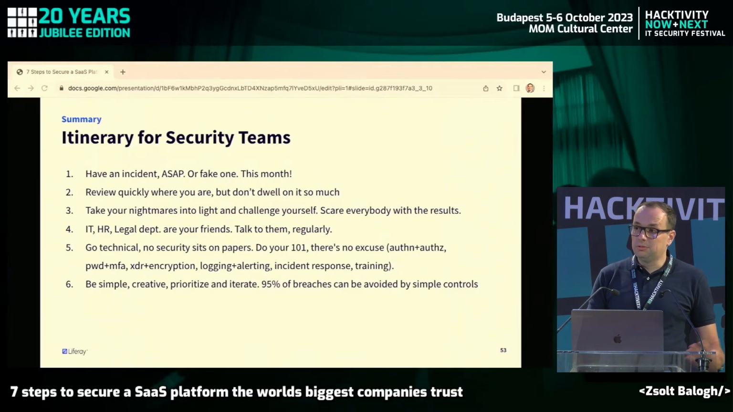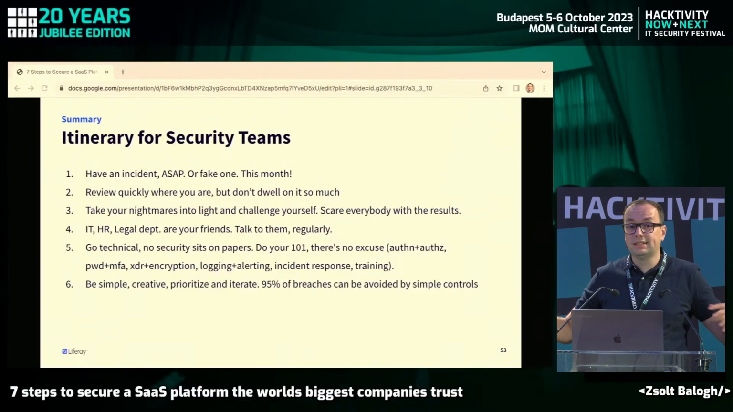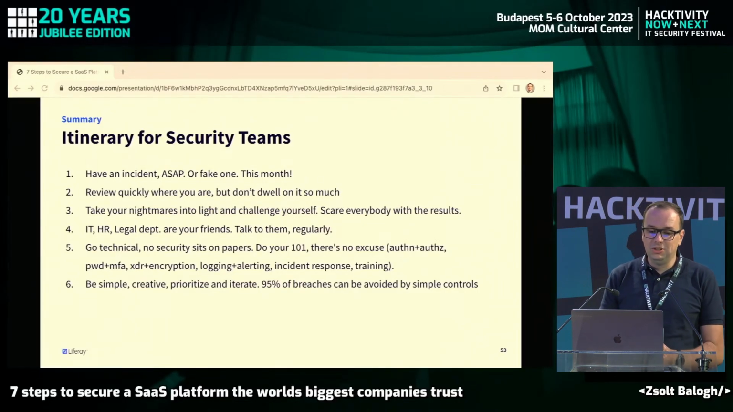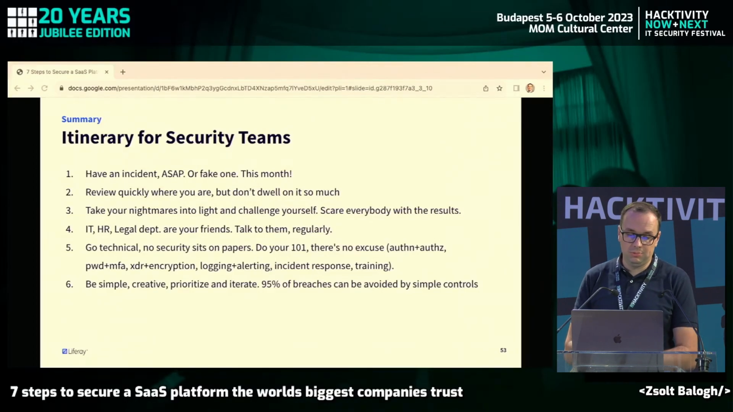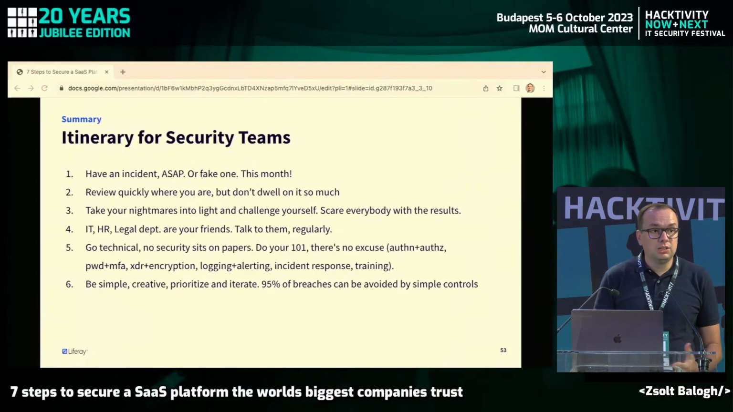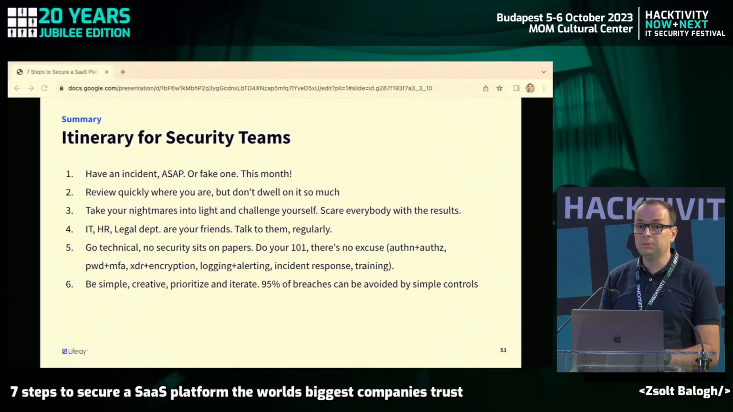Then you can review quickly where you are, but you cannot wait until you completely finish and understand the whole thing, because it is too complex. You need to actually start doing things right away. You need to challenge yourself and the company, be honest about the mistakes, or not mistakes, but the problems you have right now, and share them with everybody, because they will be able to help you better. All of the other departments are your friends. Find win-wins. Understand what their wins are, and then you will win together with them.